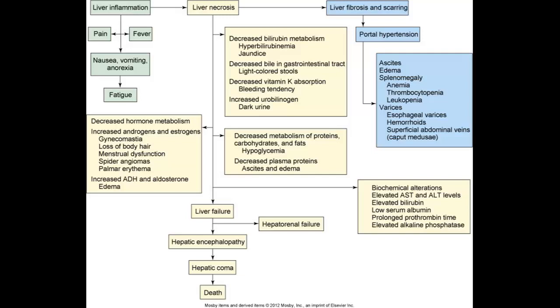Bilirubin metabolism starts to become involved, and we start to have alterations in our GI function because we don't have enough bile getting into the stool. Decreased vitamin K absorption is going to lead to bleeding tendencies. So you see multiple problems resulting from liver necrosis, leading down here to liver failure.